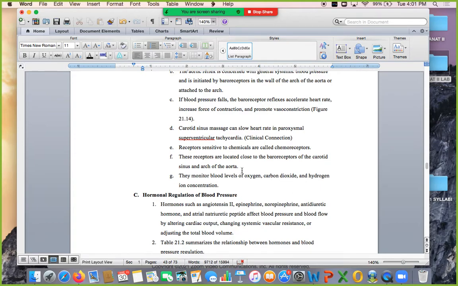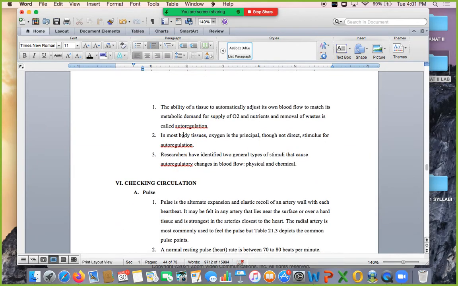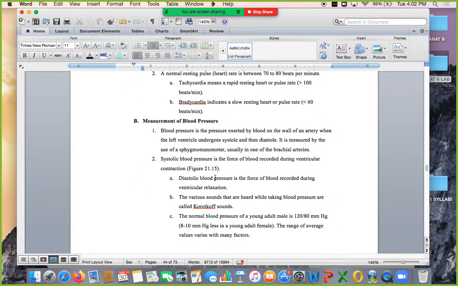So blood pressure is under hormonal regulation. Namely angiotensin II, epinephrine, norepinephrine, and ADH, as well as ANP, are going to affect both blood pressure and blood flow. And they can do this a couple of ways. They can alter the cardiac output, change resistance, or adjust the total blood volume in general. And if you need more information about that, you can see table 21-2.